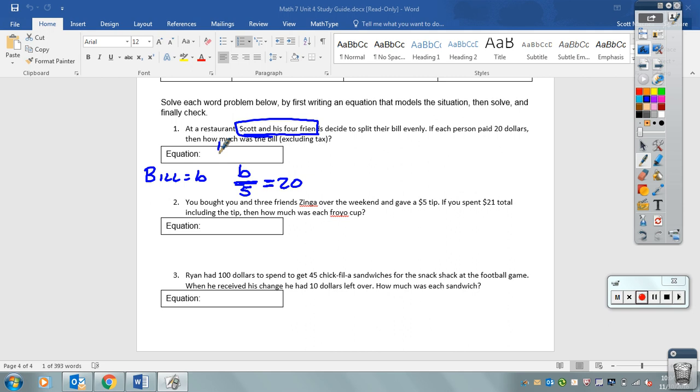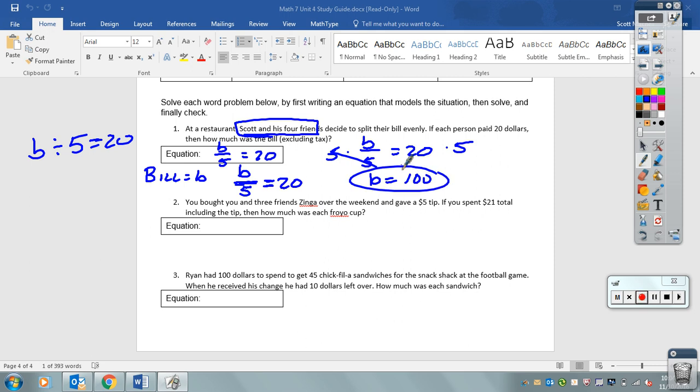Bill is what we're looking for. So that's my equation. Bill divided by 5 equals 20. If you did 4, you forgot about Scott. Now let's solve it. Bill divided by 5 equals 20, times 5, times 5. B equals 20 times 5 or 100. So let's see if that makes sense. Is $100 split 5 ways equal to 20? This is my check. So 100 divided by 5 is 20 equals 20. Yep. The bill was $100.